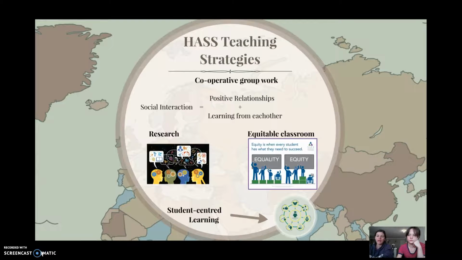Strategies that we will include in our HASS teaching include cooperative group work. With social interaction comes positive relationships in the classroom and students learning from one another. With group work, students can tackle more complex problems by sharing the workload and assist each other with making sense of the theme. Active research creates the process of assimilation.